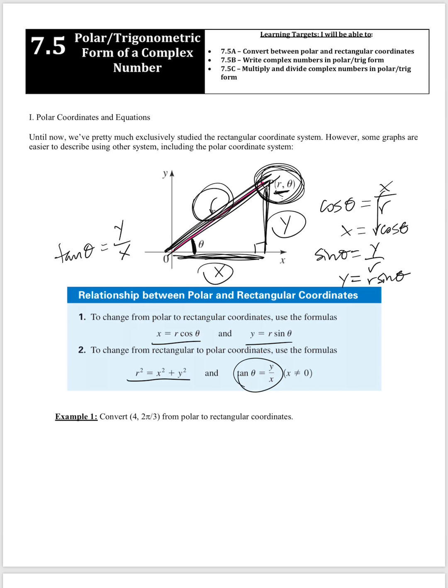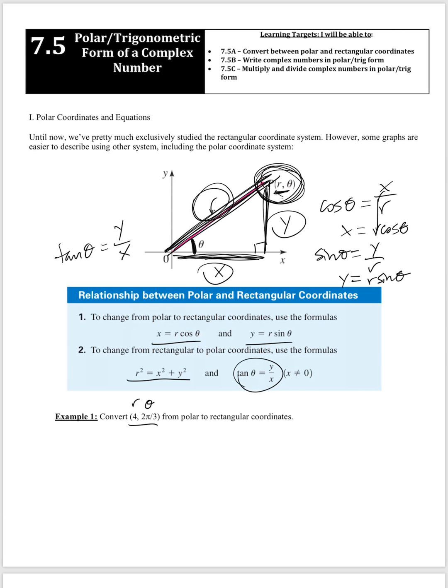So that's where these formulas are coming from. Let's go through a couple of examples of converting between these two kinds of coordinates. So let's take 4 and 2 pi over 3, and we're told that's in polar coordinates, so that's r, the distance from the origin, and theta, the angle that that makes from standard position. And we want to convert that from polar to rectangular coordinates.